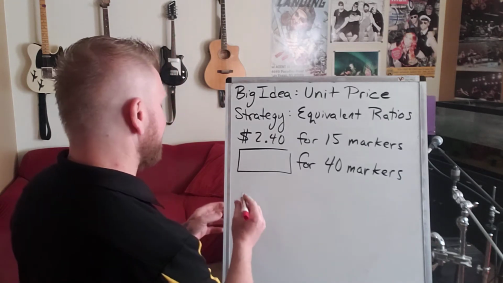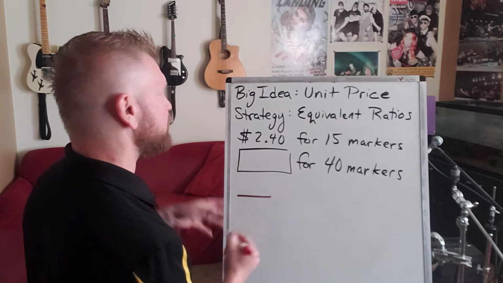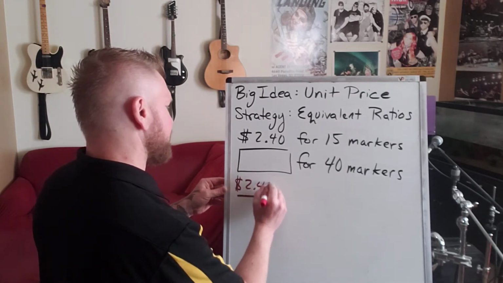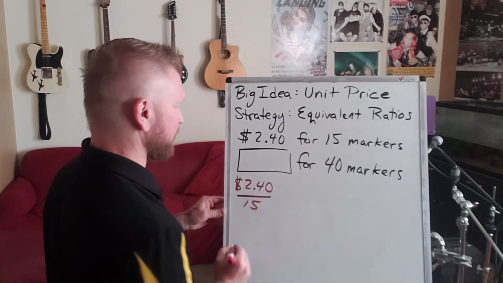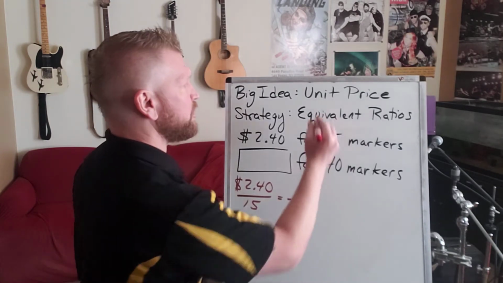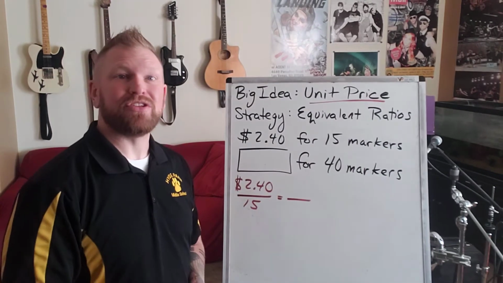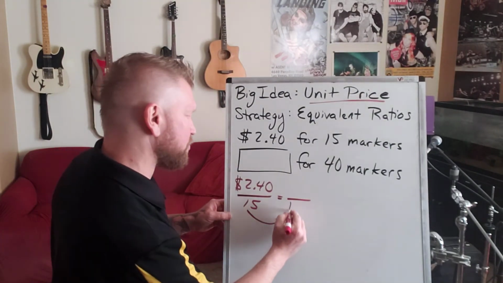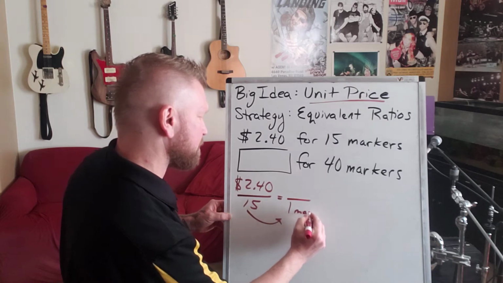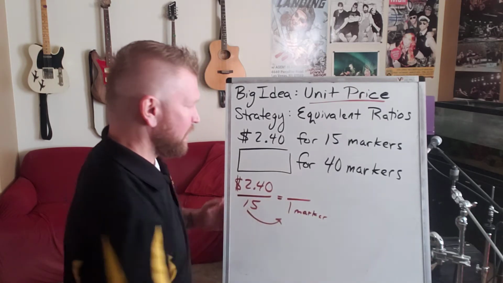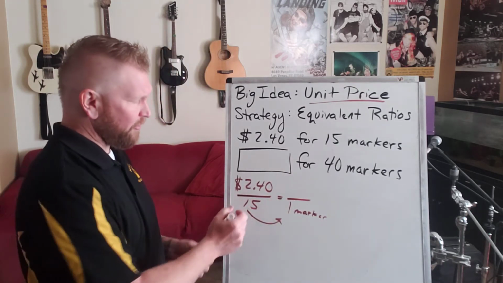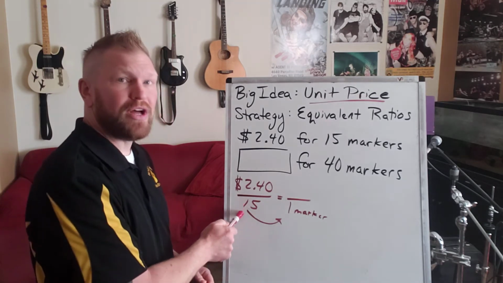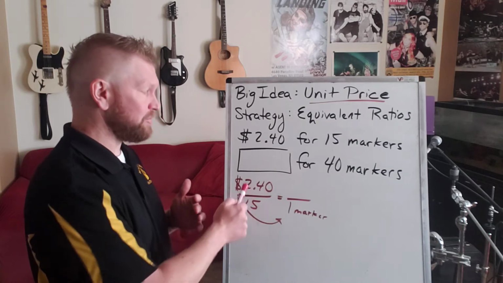So remember, one way to write a ratio is as a fraction. It's $2.40 for 15 markers. Remember, for the unit price, that means how much is it for one marker. So we want to change 15 markers to just one marker. When you have a fraction, you're allowed to multiply or divide by anything you want in the denominator as long as you do the same to the numerator.